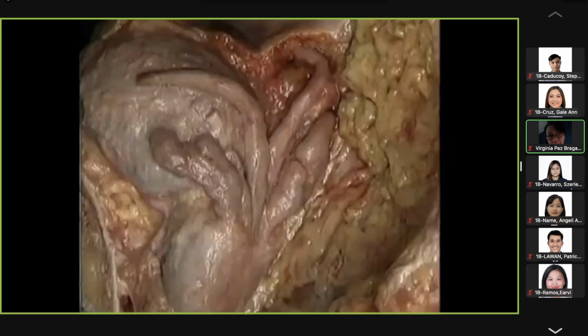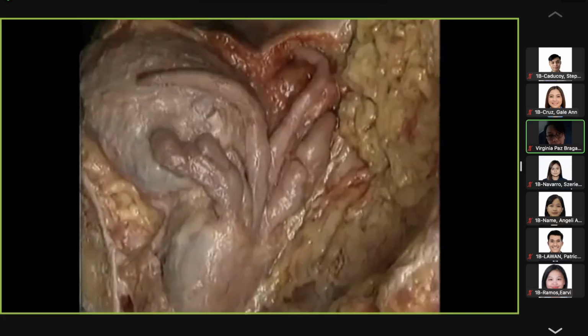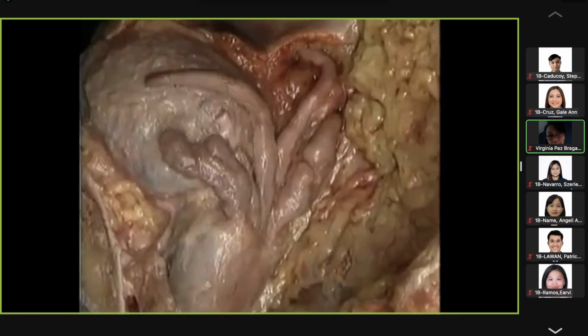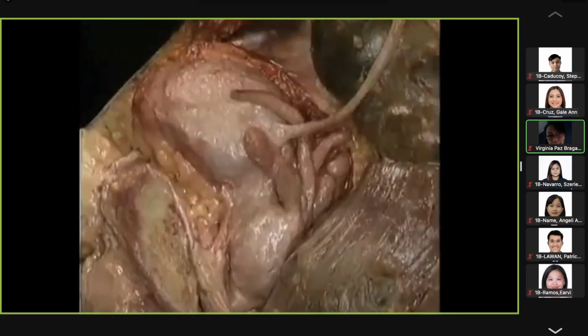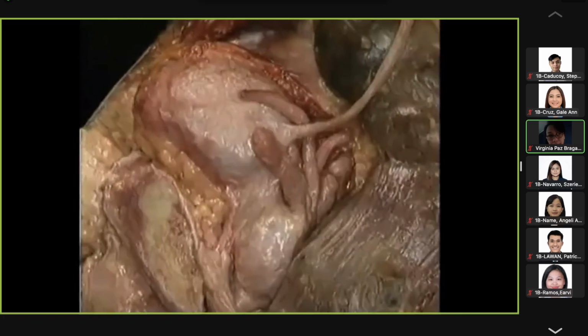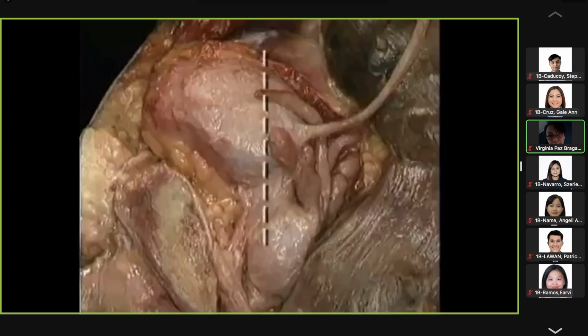On each side, the ductus and the seminal vesicle join down here to form the ejaculatory duct, which passes through the prostate to enter the urethra, as we'll see when we look at the reproductive system. To see the inside of the bladder, we'll look at an isolated specimen that's been divided along this line.